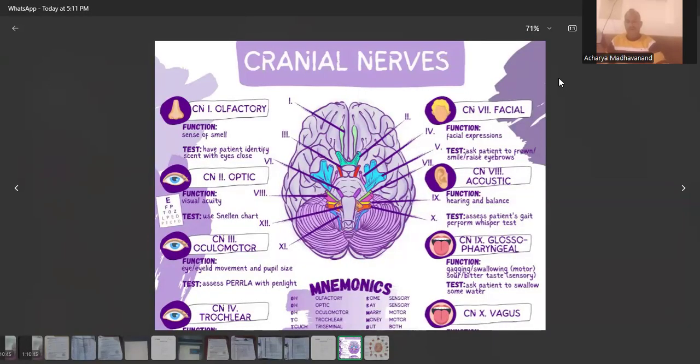is the olfactory nerve, then the optic nerve, then oculomotor, then trochlear nerve, then trigeminal nerve, abducens nerve, facial nerve, vestibulocochlear nerve, then glossopharyngeal nerve, then vagus nerve, accessory nerve, hypoglossal nerve.